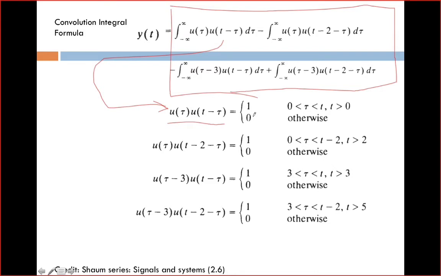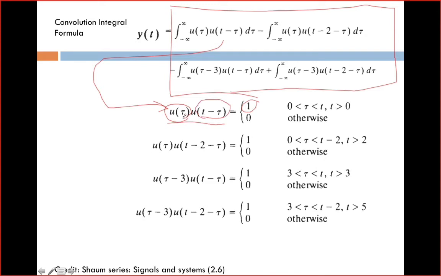minus tau. So this is equal to, since we are simply multiplying step functions, when you are multiplying two different step functions, the amplitude remains the same because 1 into 1 is 1. There will not be any change in the amplitude. I am going to write the multiplication of u of tau and u of t minus tau is equal to 1, and we should know the duration, because the first function is a function of tau and the second one is a function of t minus tau.